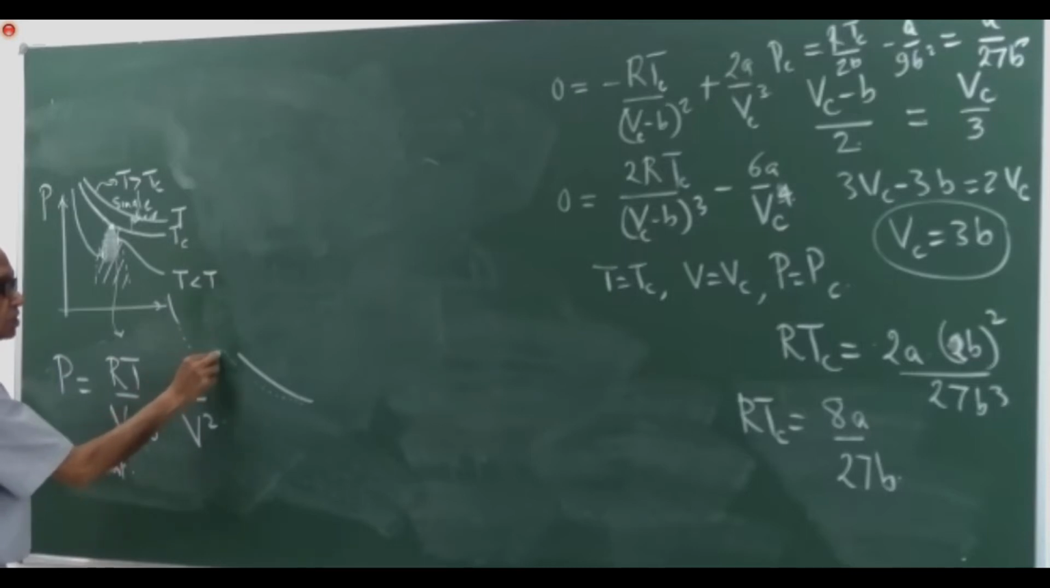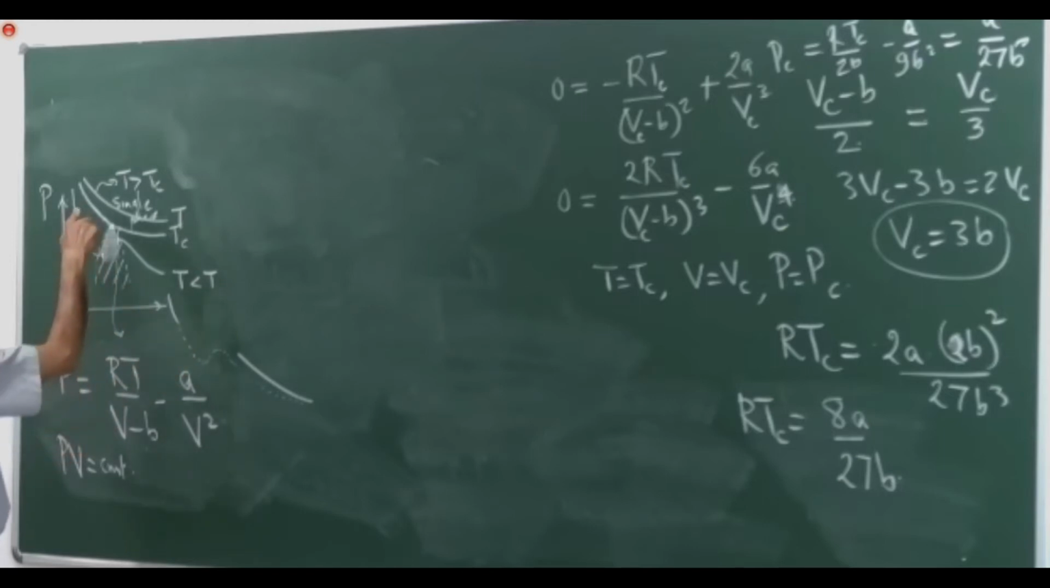If this coalesces with this, the second derivative has to vanish. So this point where the nature changes from this to this has to be a point of inflection.